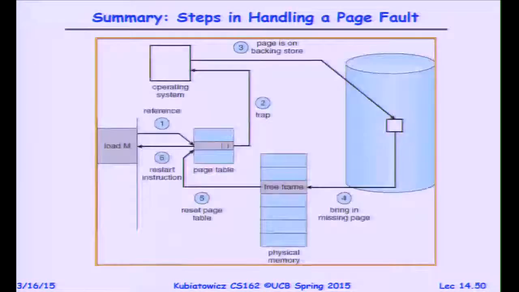Just as a quick summary, here is a page fault scenario. We try to do a load. We reference the page table. It's invalid, so we trap to the operating system. The operating system goes to the backing store and pulls the page into a free frame, so we have to figure out how to find a free frame next time. We reset the page table to be valid. We restart the instruction, and we're good to go. That's the whole process of demand paging. And now the real question is going to be, how do we find this free frame and what's our replacement policy? That's going to be for next time.